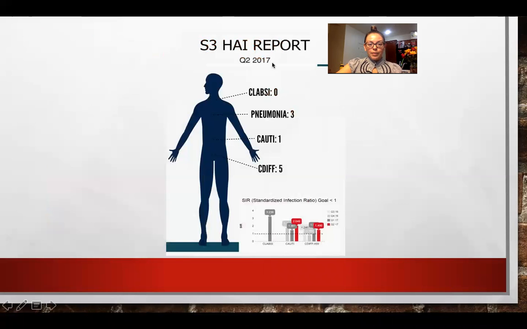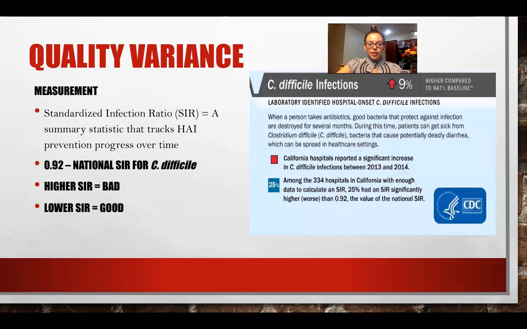This is actually a report that I got from my infectious disease manager at my workplace. It shows my unit, South 3, which is the cardiovascular tele unit. It shows the report on the second quarter of 2007. So we had 5 C. diff cases, which is way above the standardized infection ratio. Goal is less than 1, and we were well over that. So I thought I'd share that.